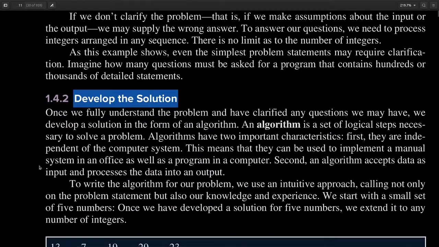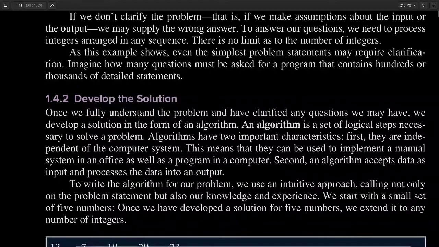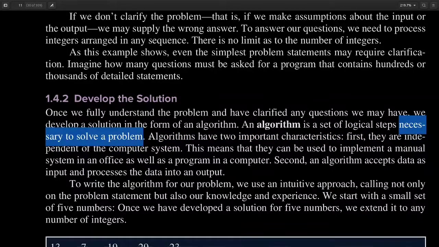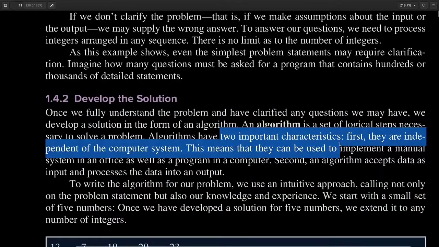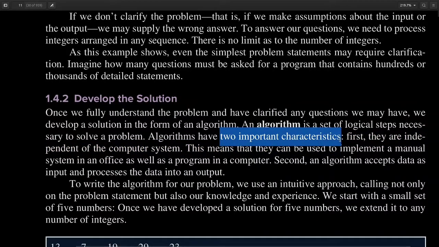In order to develop the solution, we write the solution in an informal language. That informal description of the solution we call an algorithm. So what is an algorithm? It is a finite set of logical steps that is necessary to solve a given problem. All algorithms have two important characteristics.